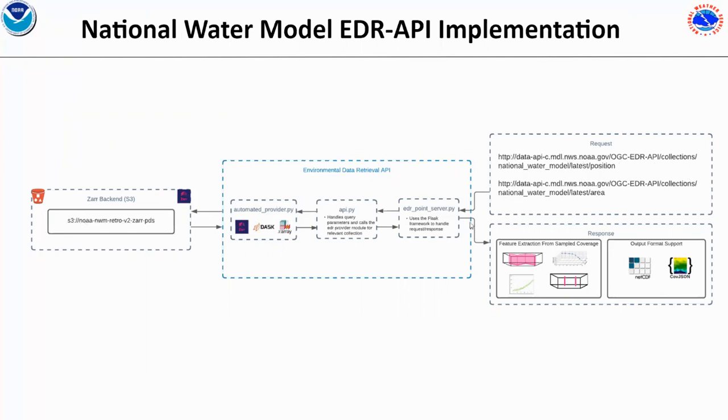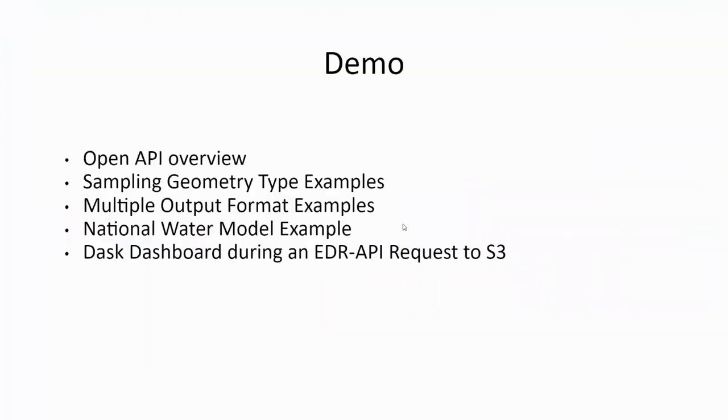The request comes in, it goes to this basically Flask module that has Gunicorn in front of it. This api.py script handles the query parameters and sends it to the appropriate provider Python module, which is using Zarr, Dask, and Xarray to basically read the S3 bucket, the specific chunks that are needed, and sends it out to the user as a sampled coverage, again, with the output format that they want. So in this example, I'll show a NetCDF and CoverageJSON example.